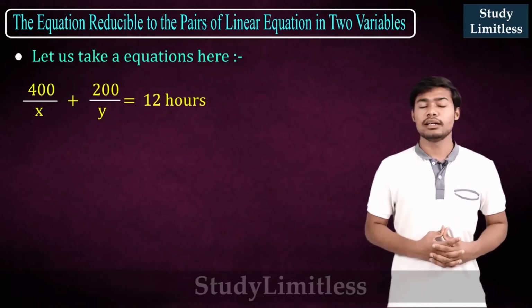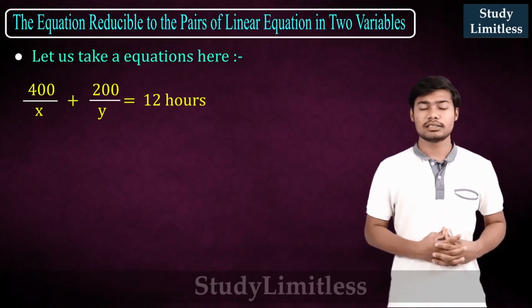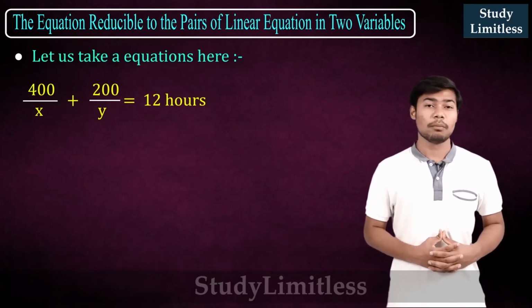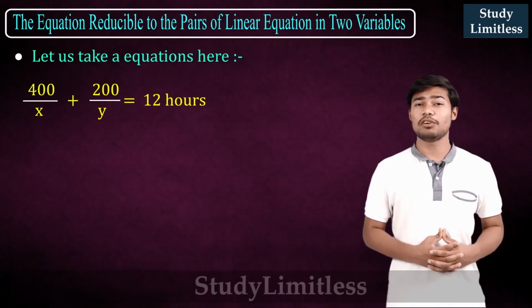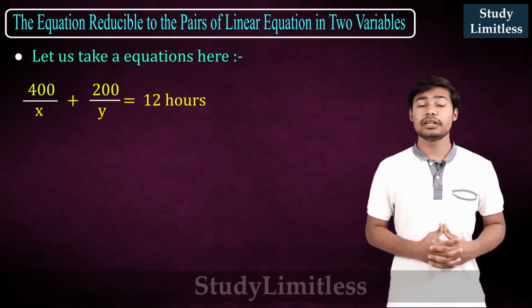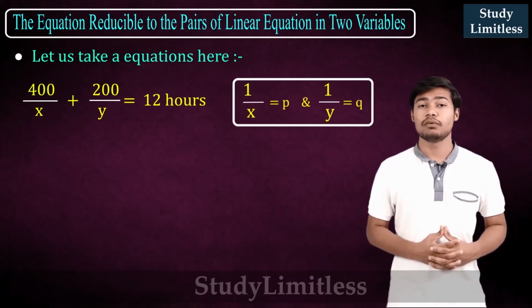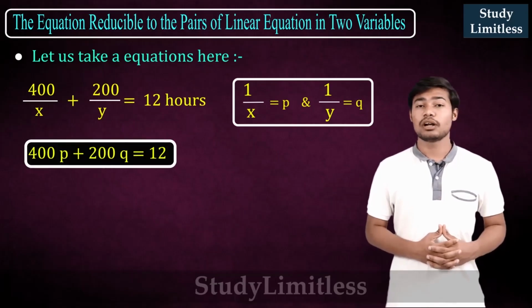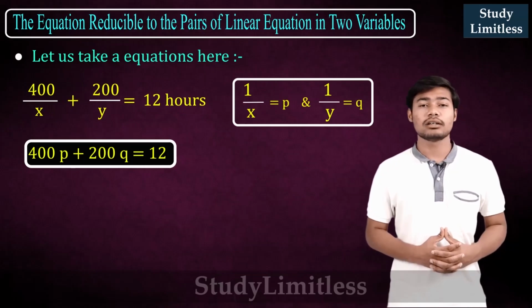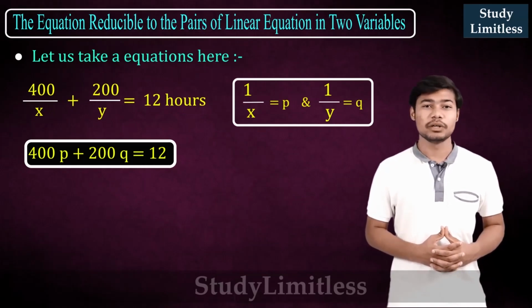Now we can clearly see that the equation 400 upon x plus 200 upon y is equal to 12 is not in the standard form. So how do we convert this equation into standard form? Just by replacing 1 upon x and 1 upon y by different variables. If we consider 1 upon x as p and 1 upon y as q, the equation would be converted to 400p plus 200q is equal to 12. Likewise, we can convert many different types of conditions to the standard form of linear equations in two variables.